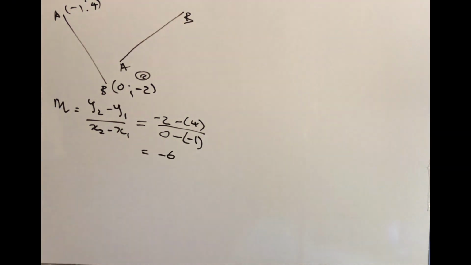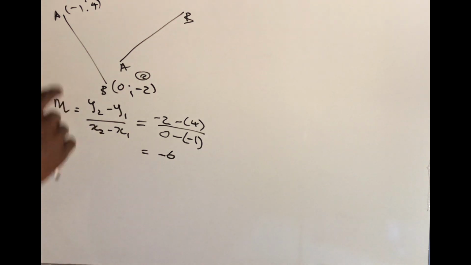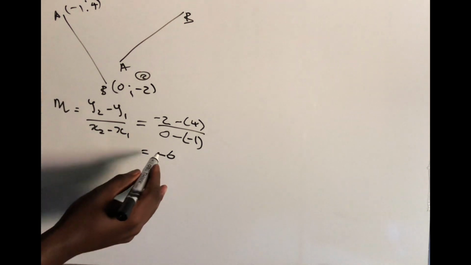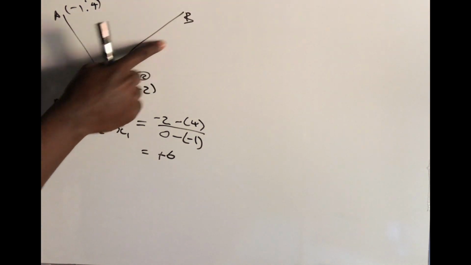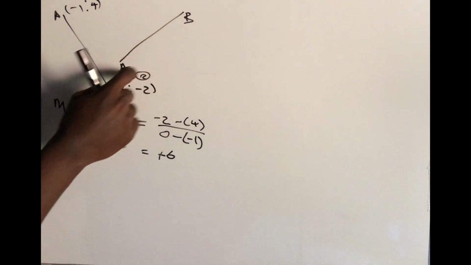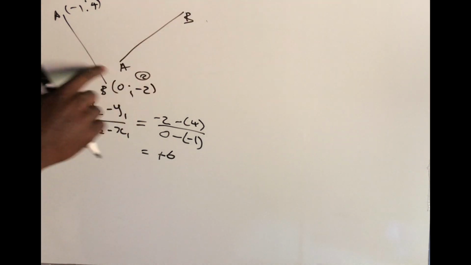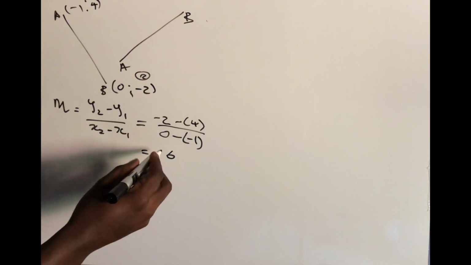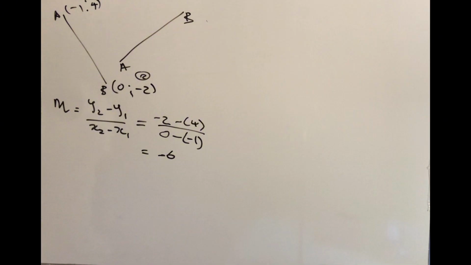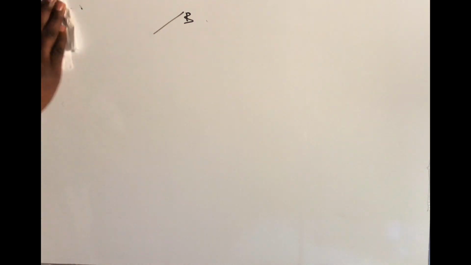If you get a negative answer for your gradient, that means the line is decreasing. If you get a negative number, that means your line is what? Decreasing. But if this was positive, that means our line was increasing. So the gradient of this line is going to be positive, since it is increasing. But this one is decreasing, so it's going to be negative. So you found -6 here. This is how we calculate the gradient of a straight line.